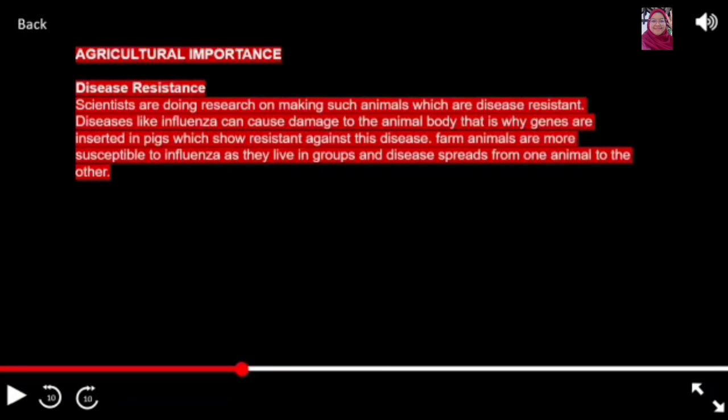Diseases like influenza can cause damage to the animal body. That is why genes are inserted in pigs which show resistance against this disease. Farm animals are more susceptible to influenza as they live in groups and the disease spreads from one to others.